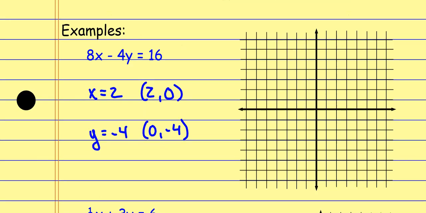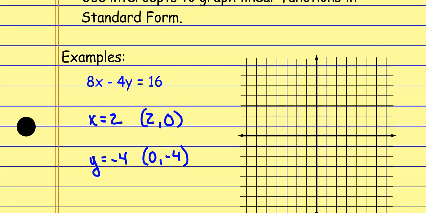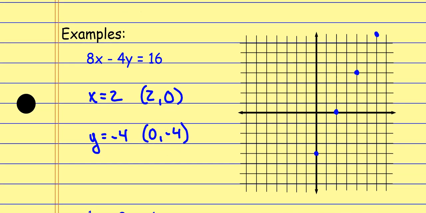So I'm going to plot those points. 2, 0 is right here. 0, -4 is down here. The pattern to get from one point to the next point is up 4 over 2. Up 4 over 2 would be here. Up 4 over 2 again would be here. And if I continued the pattern the other direction, it would be down 4 over 2.